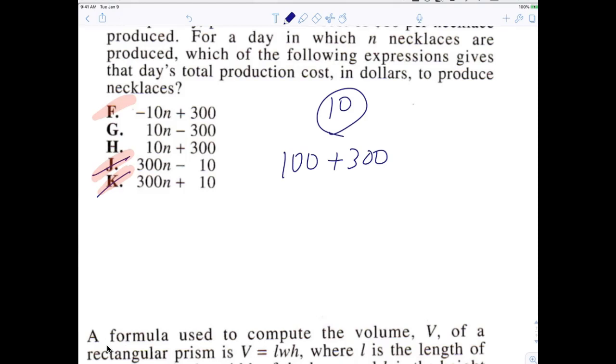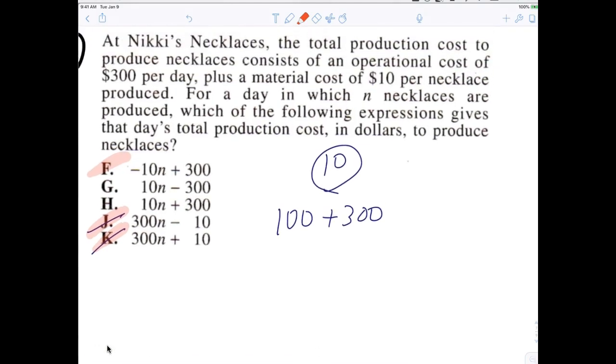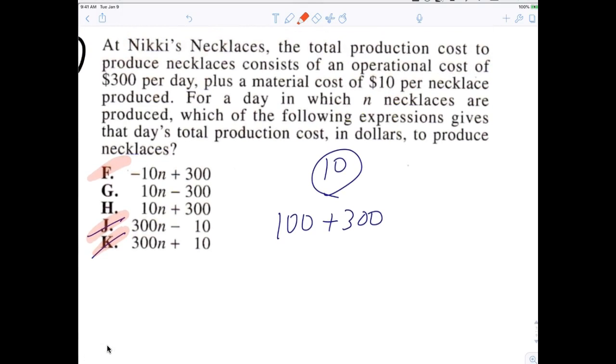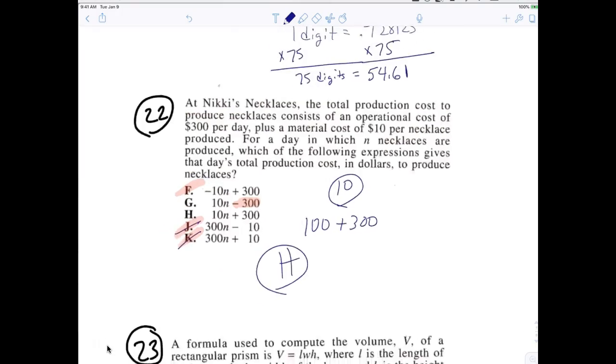Right. So what I was trying to get you to see on G, why does G not make any sense? You have to subtract. Yeah, subtracting 300, you don't take $300 off your total cost. You add 300 because that's the operational cost. Does everybody understand that? That was very good to eliminate, by the way, J and K. Now, again, I'm trying to show you that minus 300 wouldn't make sense. Correct answer there was H. Very good.